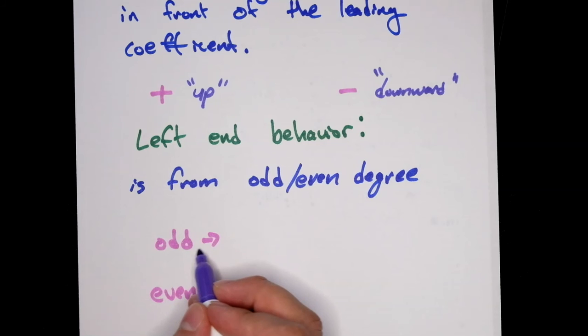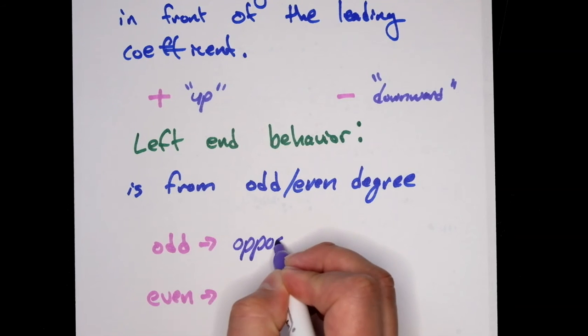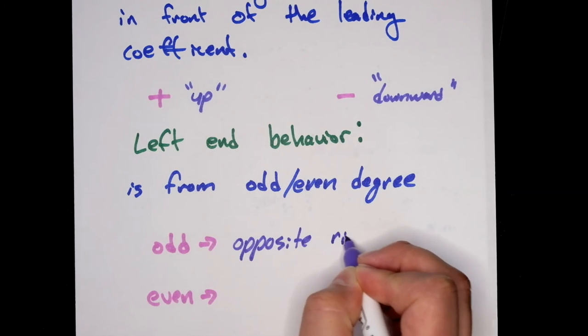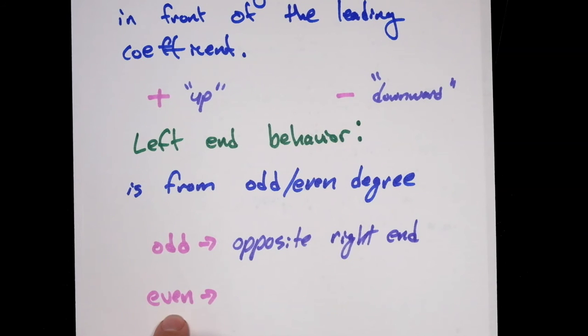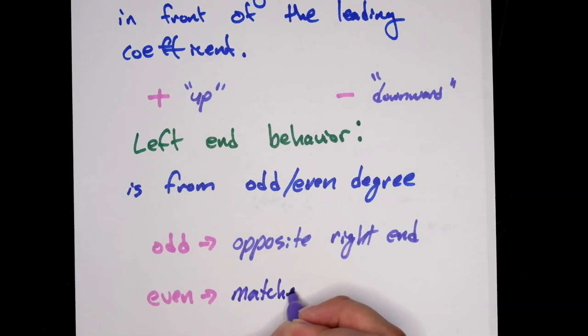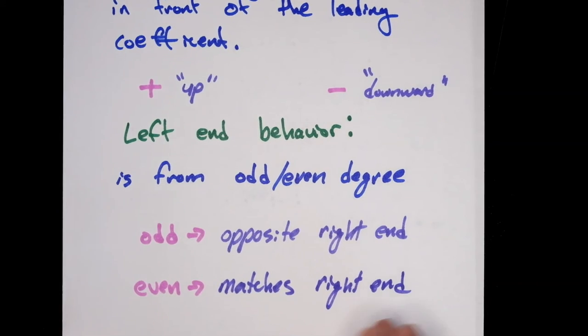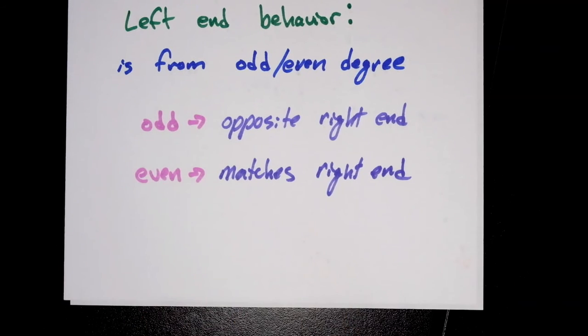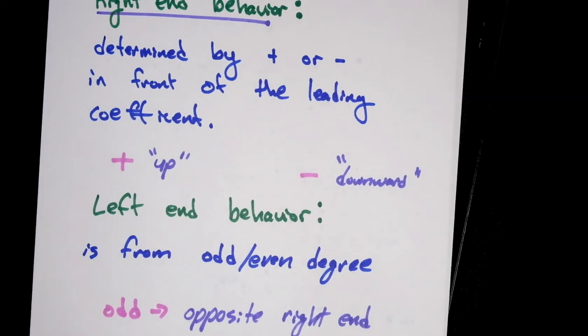If that highest exponent is odd, then it is going to be opposite of the right end behavior. So this is opposite right end. If the function has an even degree, then it's going to be the same as the right end, or matches. And so this is why I say it's helpful to have those 4 functions that we originally graphed in mind. Let me show you how I use that.